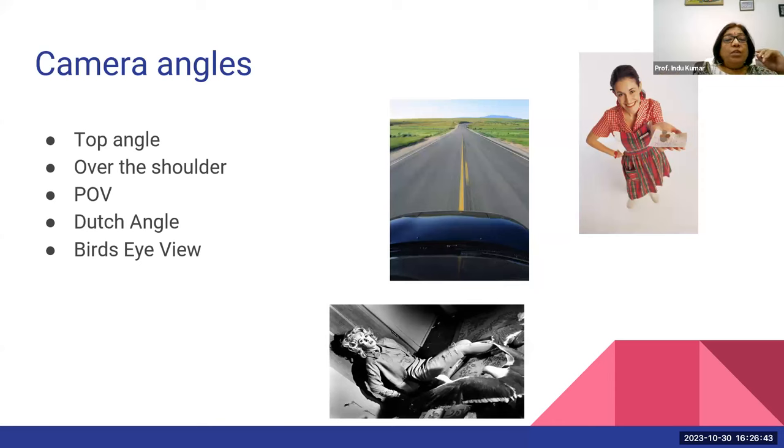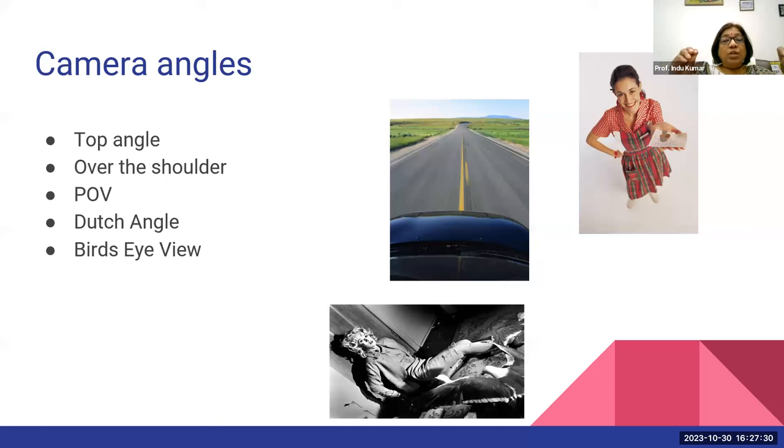So over the shoulder shot, you can see here where the girl is standing. Then POV, point of view. In the point of view angle, the audience feel that they are part of that particular scene. So you can see here a car is moving and the road ahead has been shown. When such shots come in a movie or in any program, the audience also feel as if they are part of the scene.